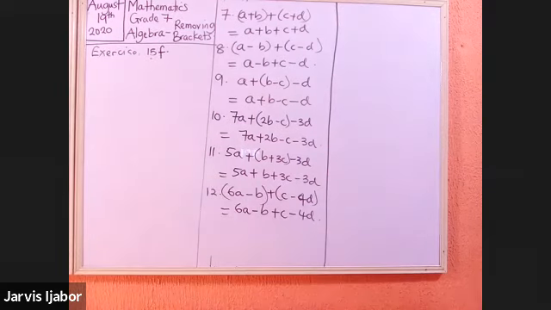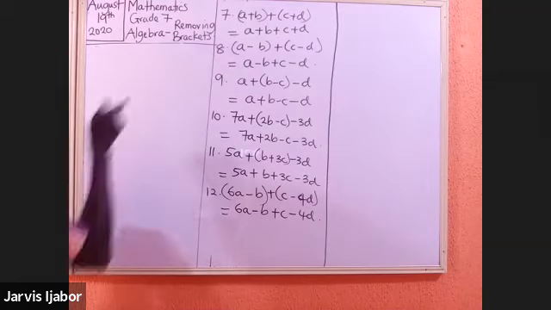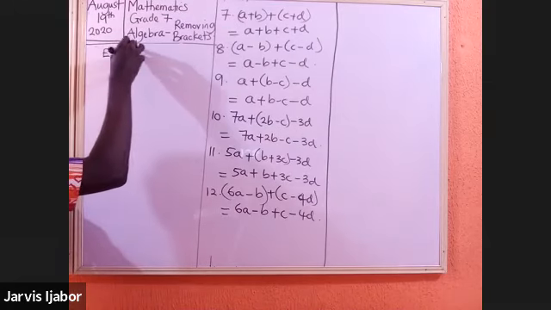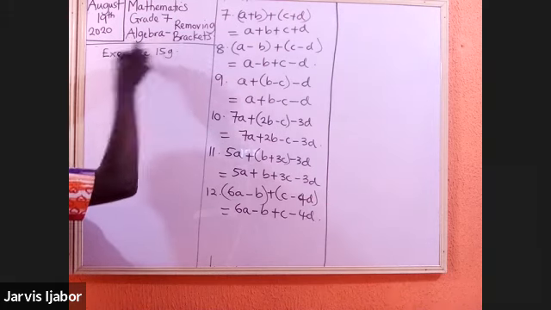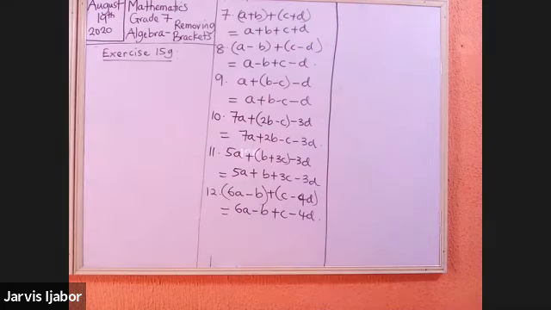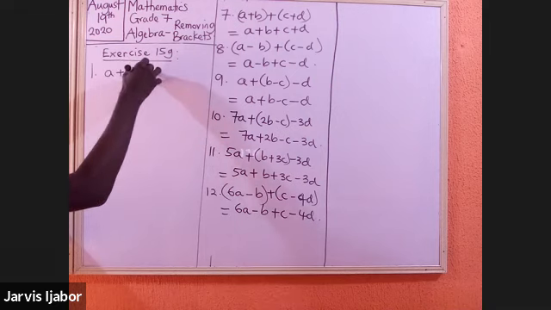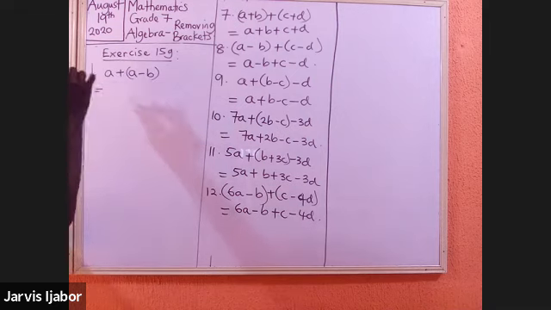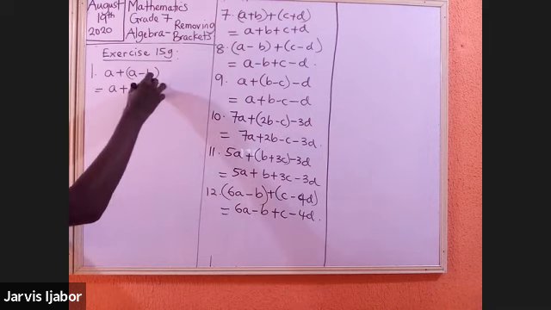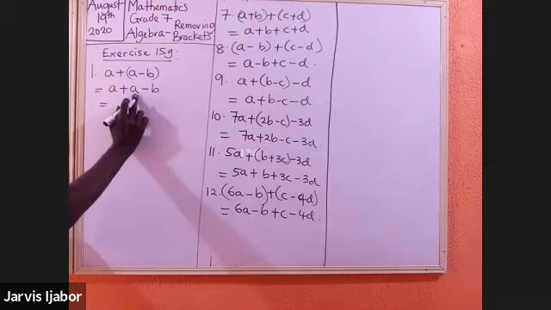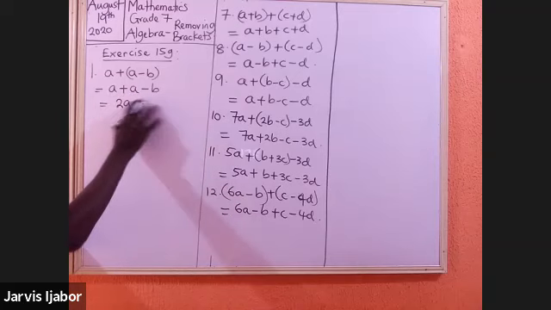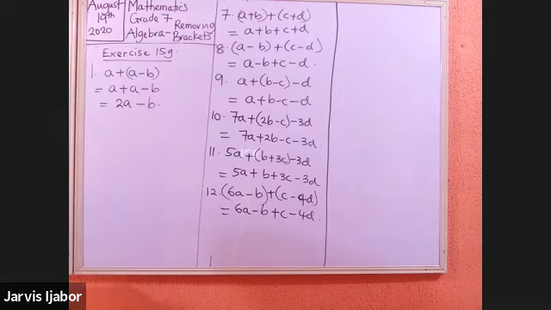So we go to exercise 15G. Now the real work starts. The real work will begin now. Exercise 15G. So number 1, A plus A minus B. First of all, you know the bracket will leave. So your next line will be A plus A minus B. A can add to A. So your answer becomes 2A minus B. So that's for question 1.